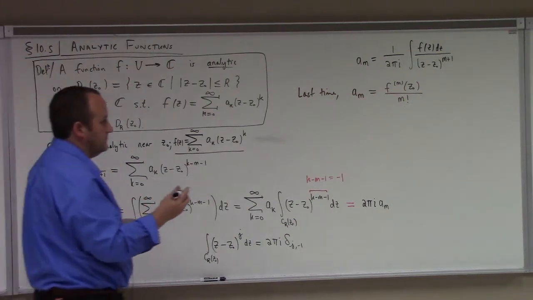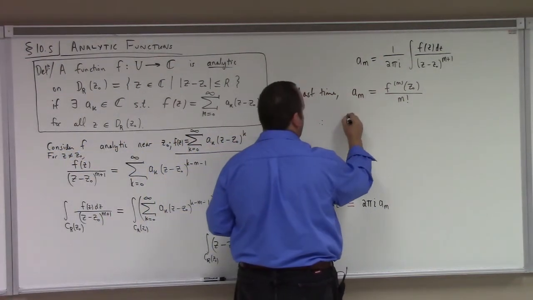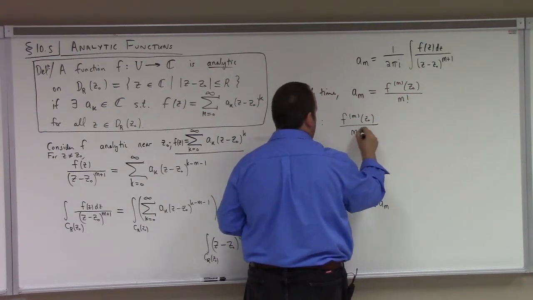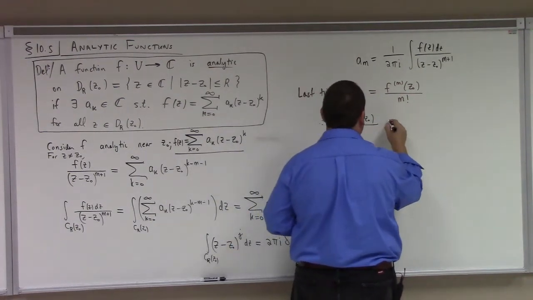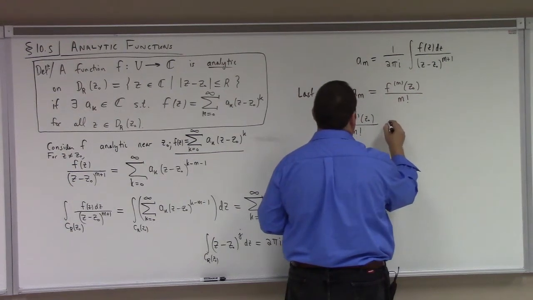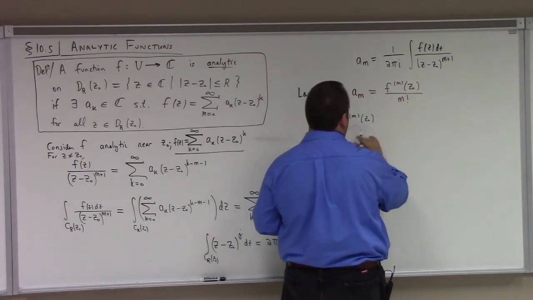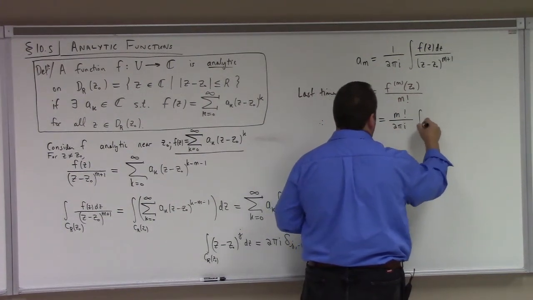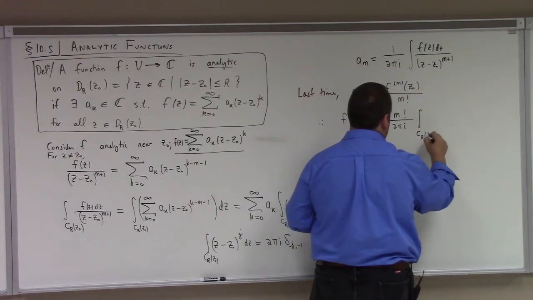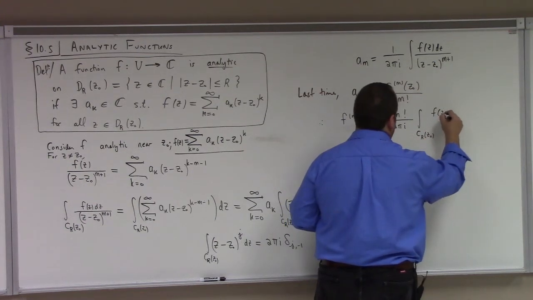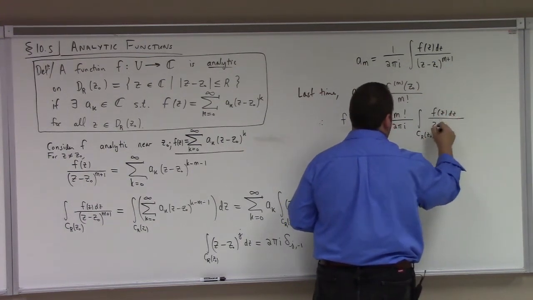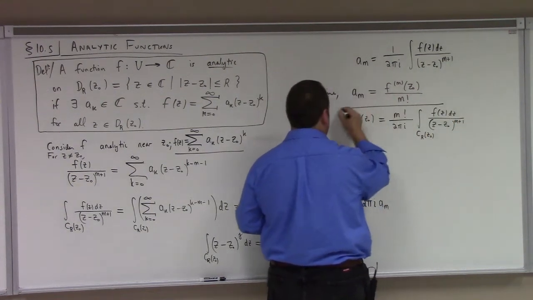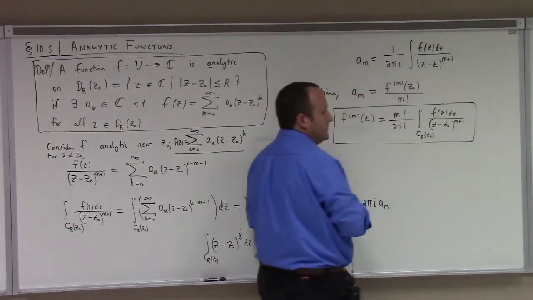Yeah? Is that how I derived Cauchy's generalized integral formula? No, it's definitely not. Well, this is equal to m factorial over 2 pi i, the integral over the circle of radius r centered at z naught, f of z dz over z minus z naught to the m plus 1. So there you go. That is Cauchy's generalized integral formula.